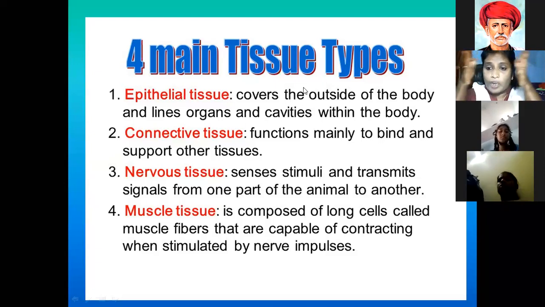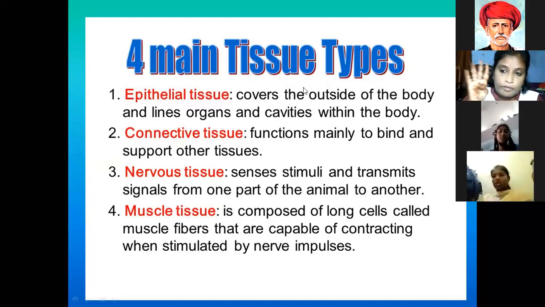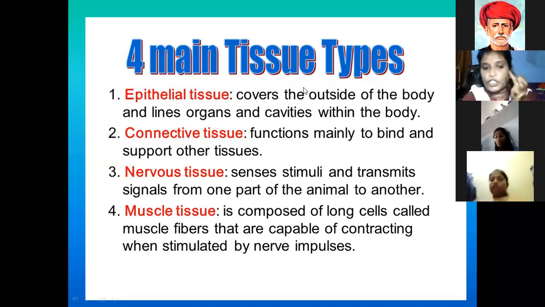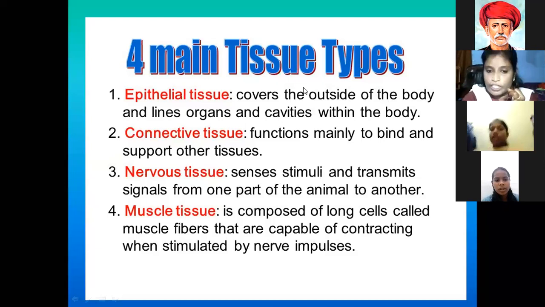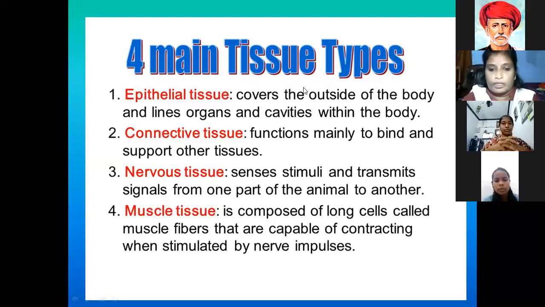Okay, these are the four main types of animal tissues. How many animal tissues are there? Four types. What are they? Epithelial tissue, connective tissue, nervous tissue, and muscle tissue. These are the four types of animal tissues.